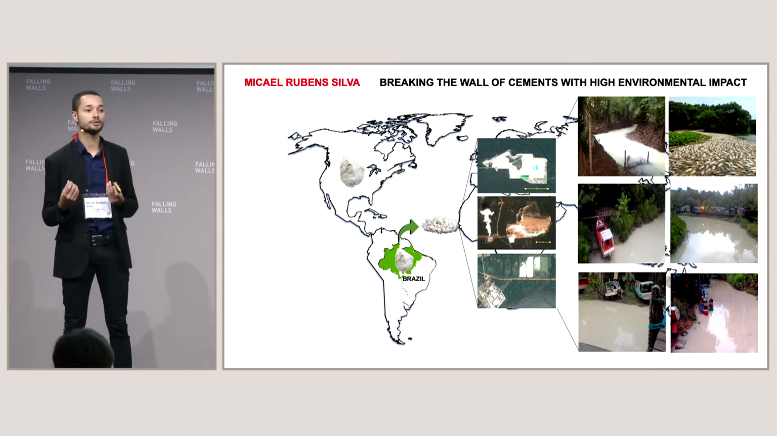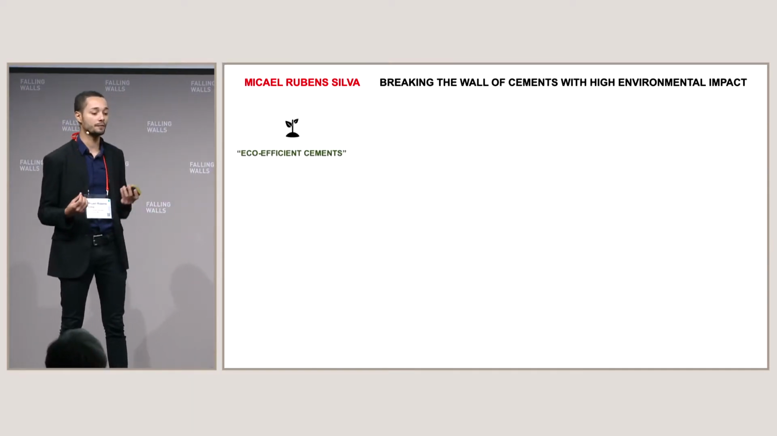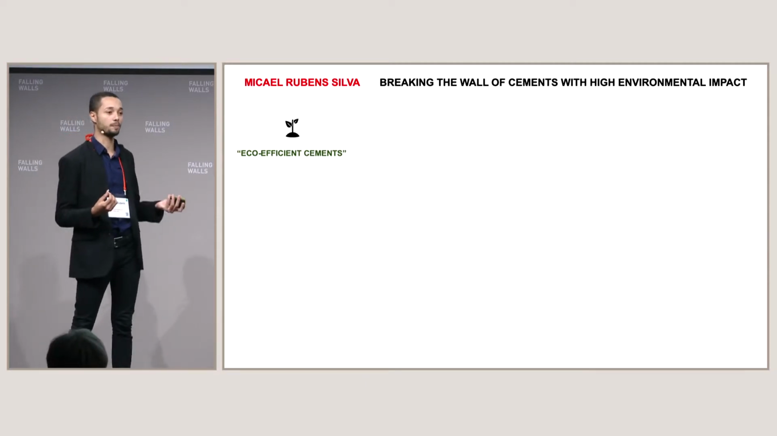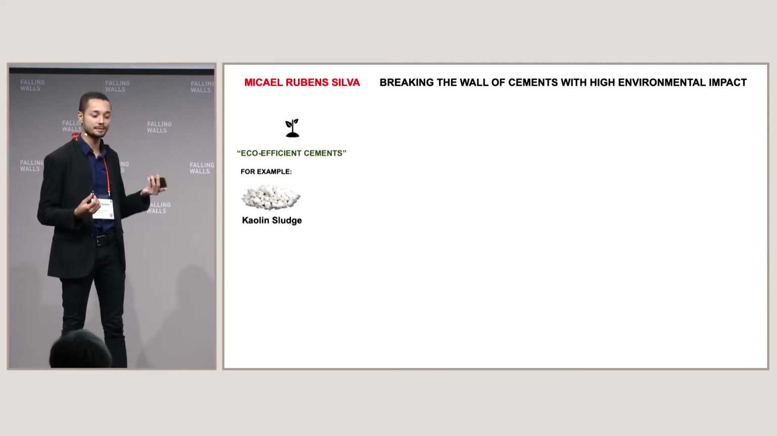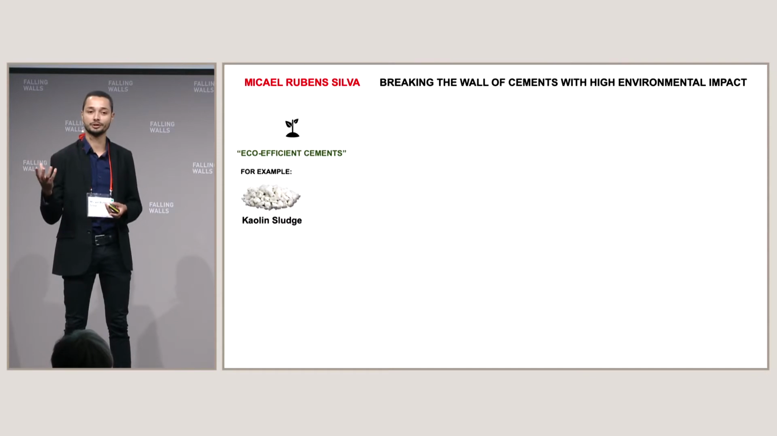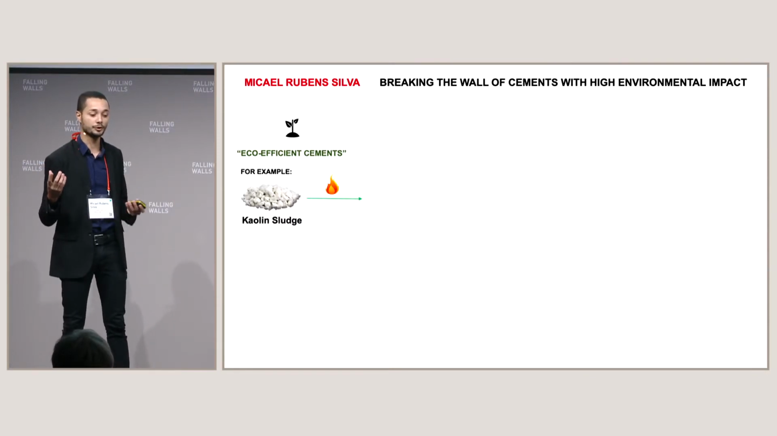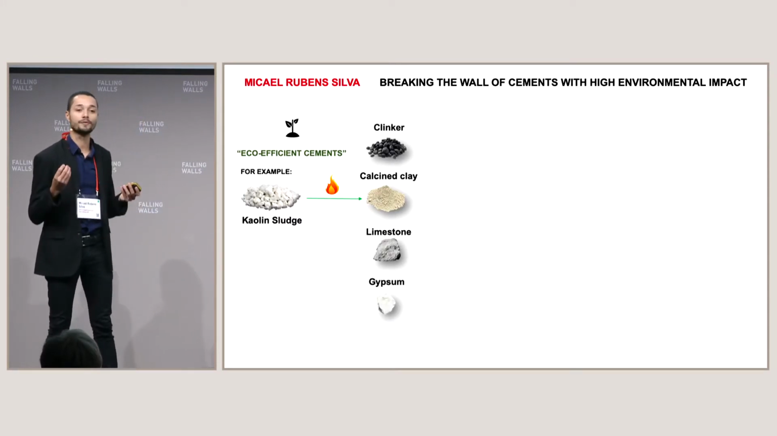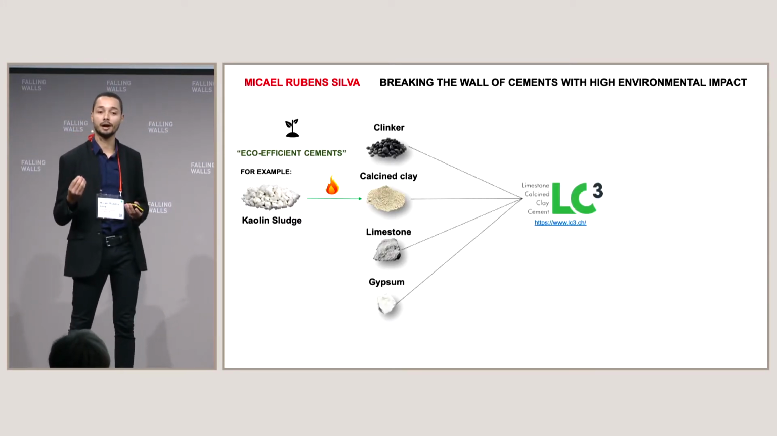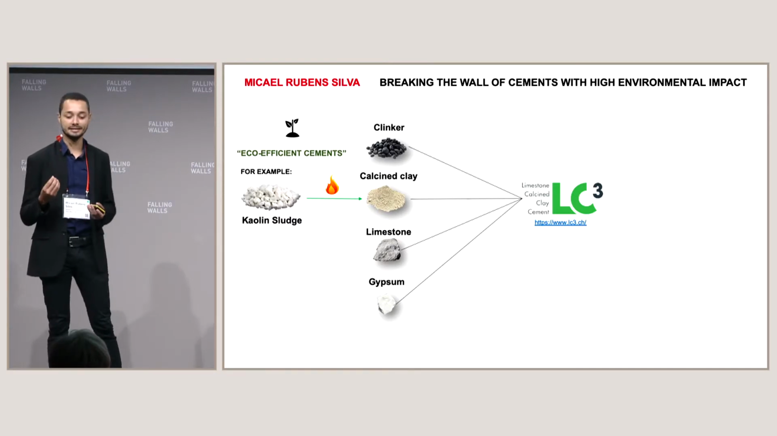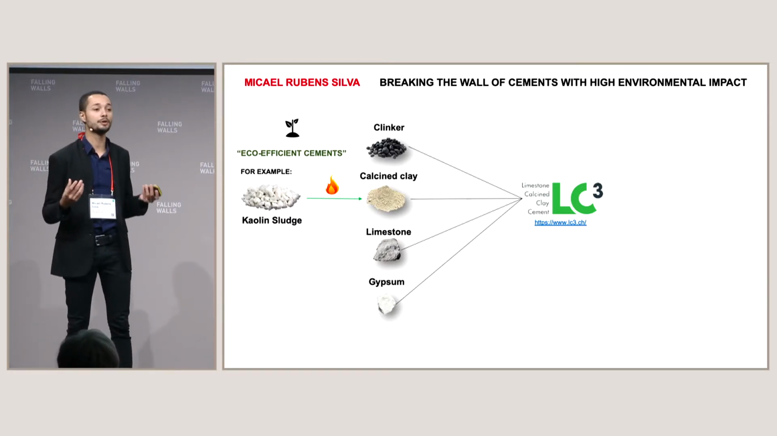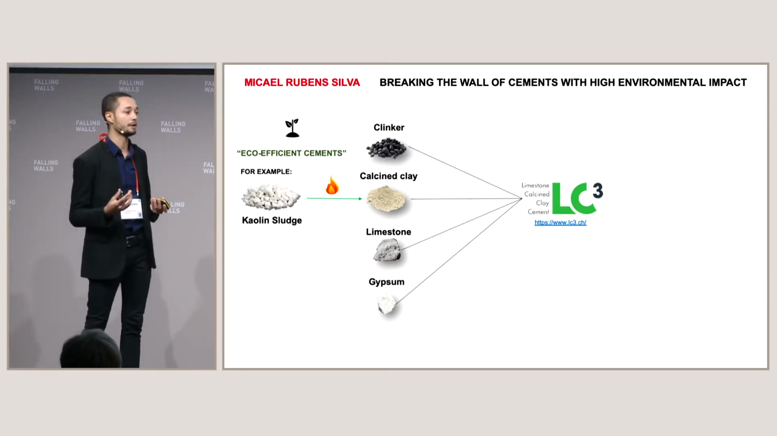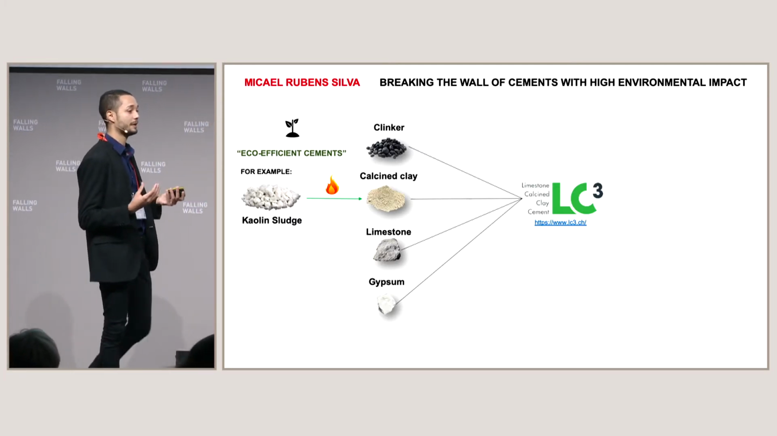We have one solution, for example, eco-efficient cements. In my proposal, I want to take this material, this kaolin sludge, and burn it to produce calcined clay. Mix it with other materials to finally produce limestone calcined clay cement. This is a recent and promising alternative in the development of cement with lower environmental impact.